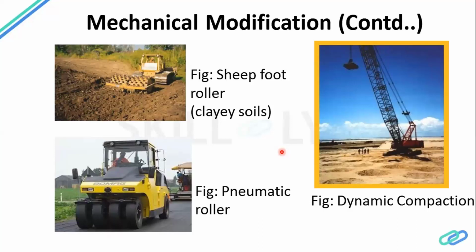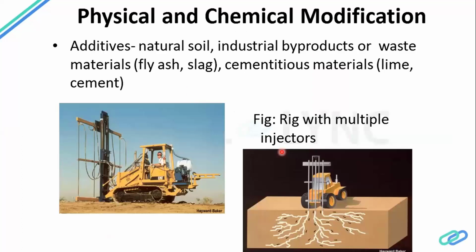Whatever methods I'm showing here, we are not going to use all of these in our projects. We have to know what the available options are, and we have to select by eliminating whatever options are not possible. We have to select the right option. Now what we have seen is just modification by using some equipment. We are now going to see physical and chemical modification.